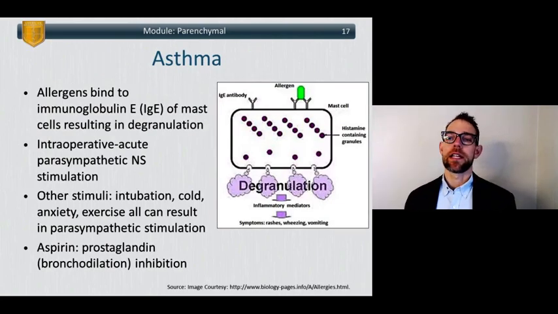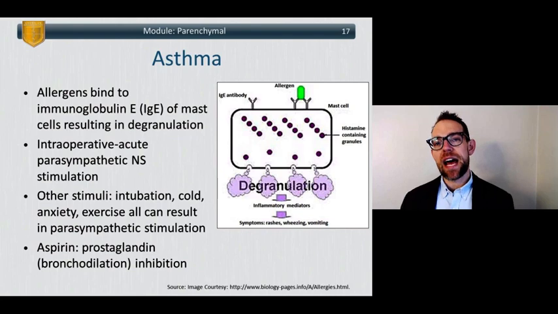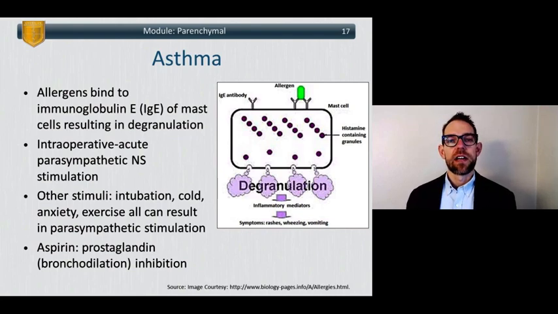All right, let's talk a little bit about asthma. So what is asthma and what causes it? We need to think about allergens of some sort, seasonal, dog dander, exposure to some atmospheric agent that binds to IgE and results in mast cell degranulation.